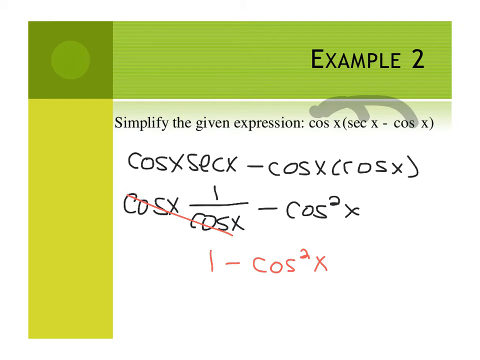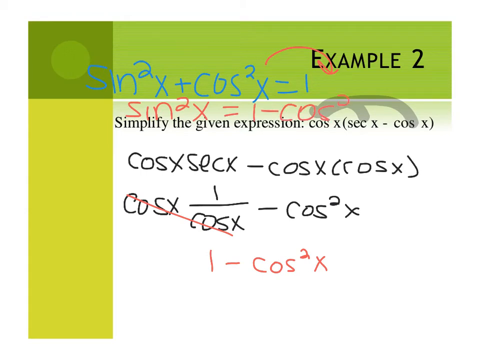Sine squared. So if you go back to your Pythagorean identities, we had sine squared x plus cosine squared x equals 1. And so to get this cosine squared on the side with the 1, I would have subtracted it from the left and the right, and I would get 1 minus cosine squared x equals sine squared x, which is as simplified as it gets.